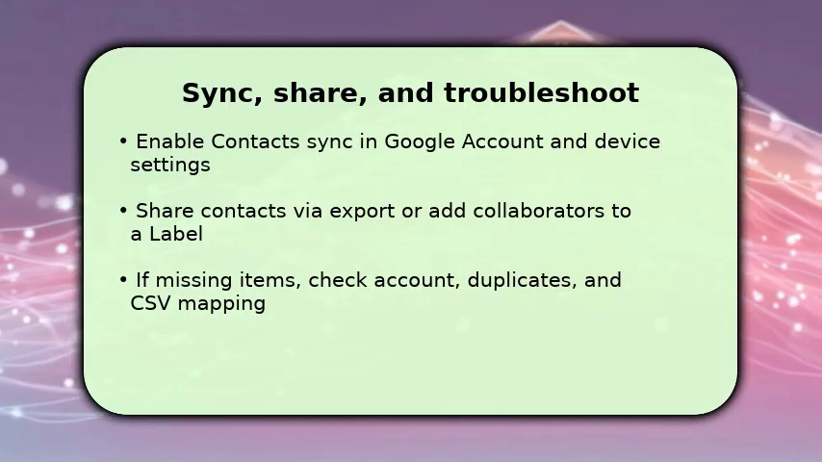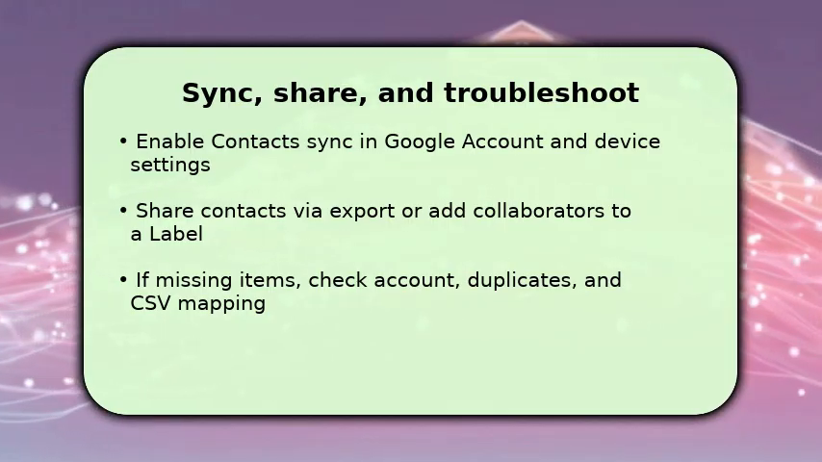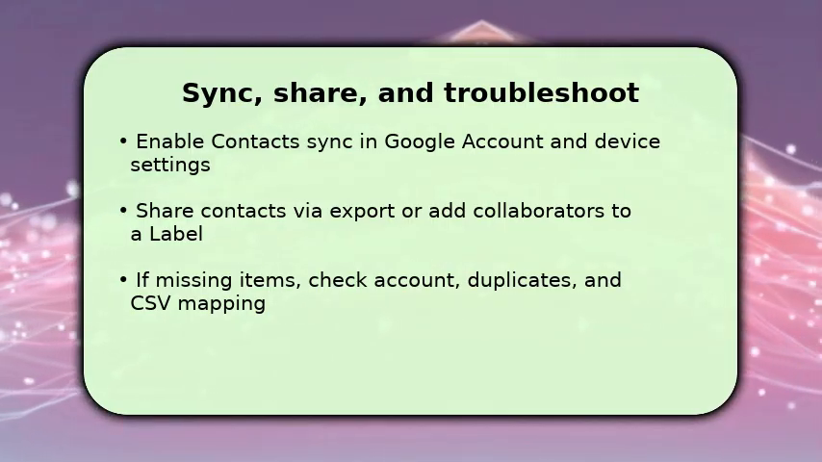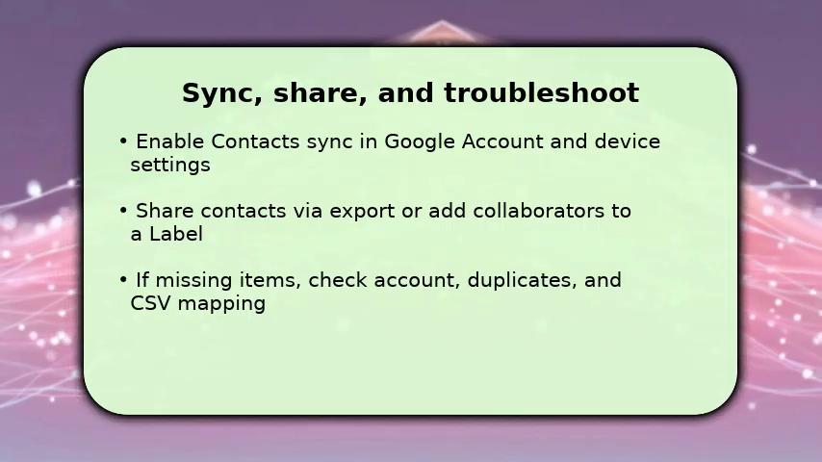If items go missing, check you're in the right account, run merge and fix for duplicates, and re-import with corrected CSV mapping to restore missing fields.